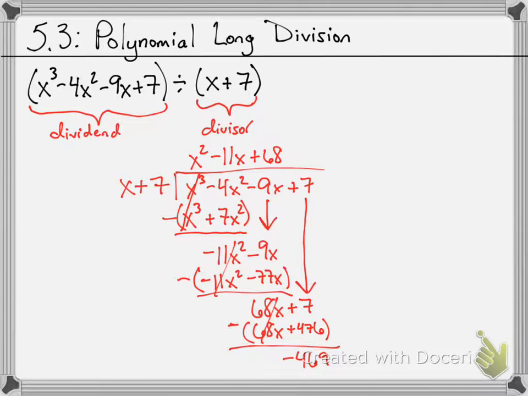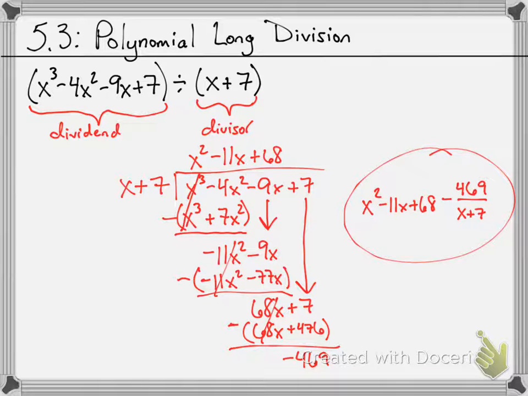So my final answer is to take what I got as the quotient, so the stuff on top of the box, x squared minus 11x plus 68. My remainder was negative 469. To show my remainder, I'll have minus, I'm going to take the 469 over my divisor, x plus 7. And that is how you divide polynomials.